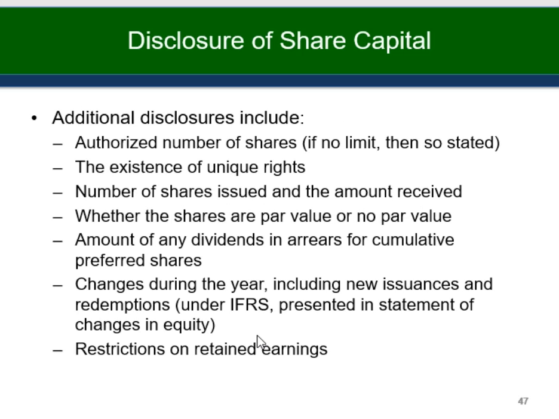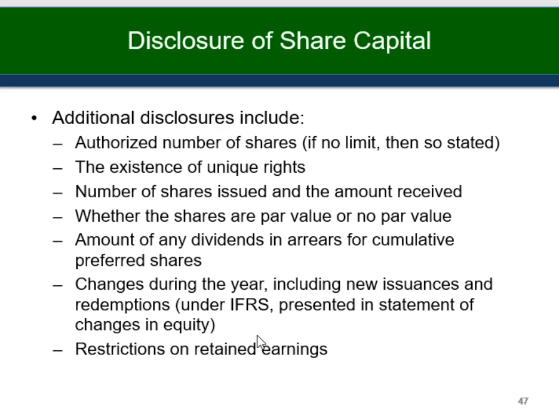Additional disclosures, the authorized number of shares. If there's no limit, you have to say that. The existence of any unique rights, such as dividend preferences, so preferred shares need to be shown separately from common shares. The number of shares issued and the amounts received for those shares, whether or not there's a par value or no par value for the shares, the amounts of dividends in arrears for cumulative preferred shares, any changes, details of changes during the year, and this would be presented in the statement of changes in equity under International Financial Reporting Standards.